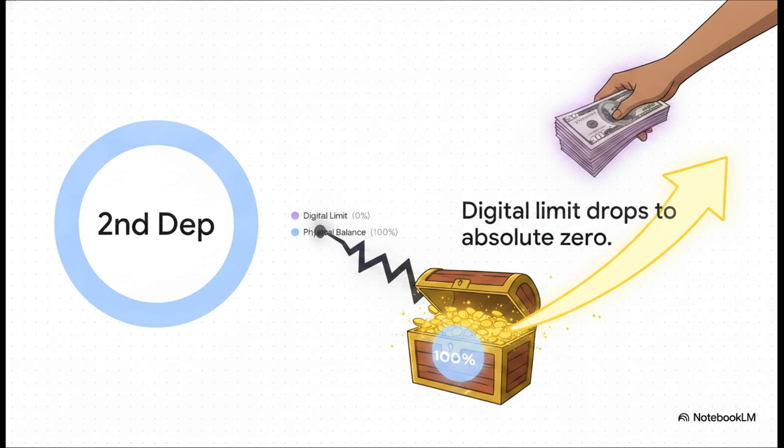Right after that, a second player arrives and deposits another $50. So your digital capacity drops again, this time hitting absolute zero. You literally have no digital limit left. But look at your physical cash. It jumps straight up to $100. You now have $100 in real, tangible money sitting in your drawer.